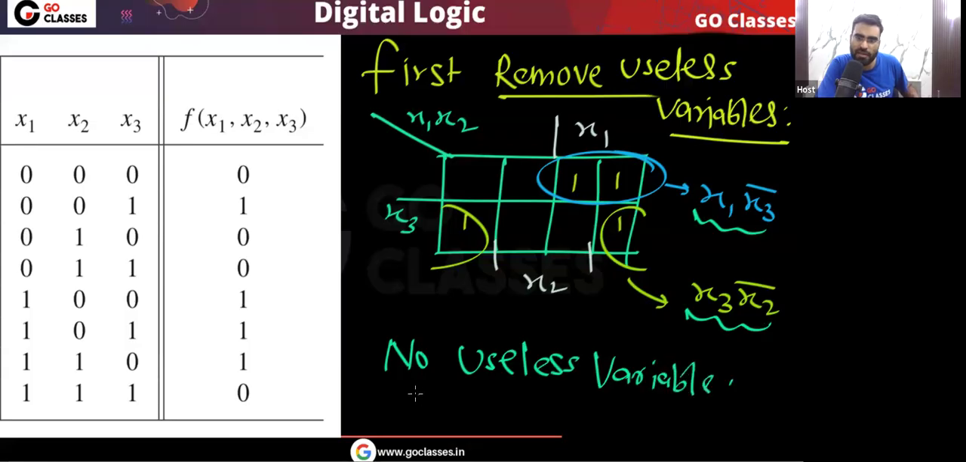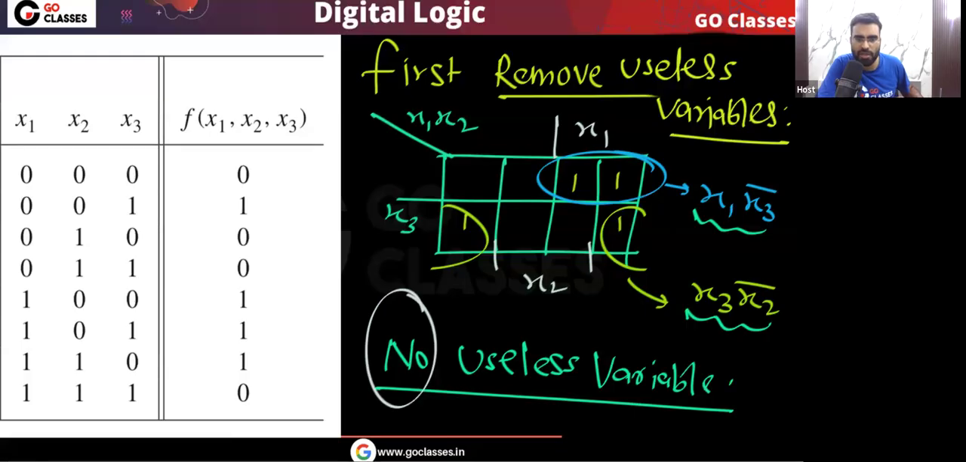Yes or no? Is this clear? No useless variable. Now nothing to worry. Now just check. Is this clear? Please tell me. Did you understand this concept that there is no useless variable? The function depends on x1, x2, x3. The function depends on all the three variables. For this function, there is no useless variable.